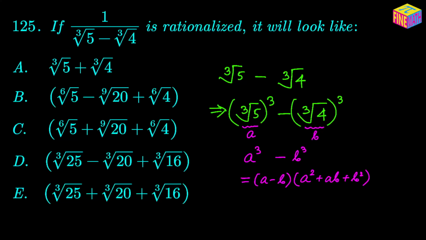So now in the denominator, essentially we have a minus b because we are assuming that the cube root of 5 is actually a and cube root of 4 is actually b. So in the denominator we have a minus b, and we are going to convert that into a cubed minus b cubed. So we have to multiply it by a squared plus ab plus b squared. This is the rationalizing factor. We have to multiply by this rationalizing factor in both the numerator and the denominator.